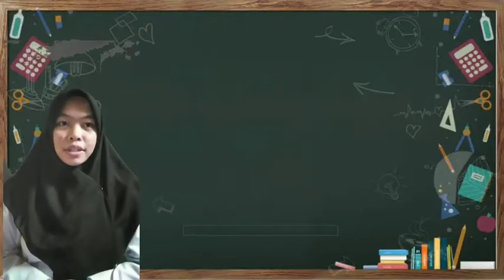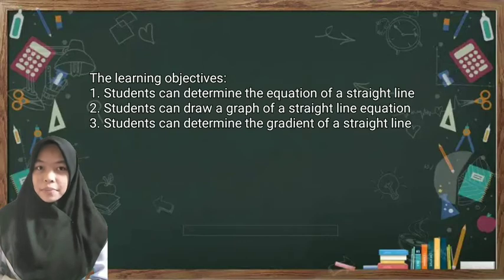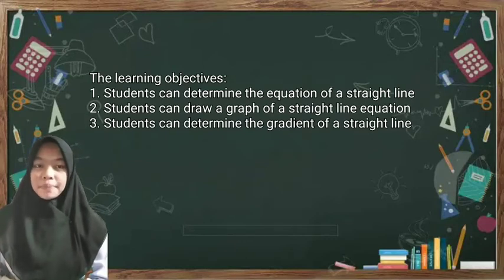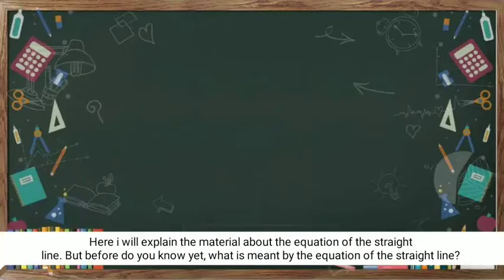Okay, on this occasion we will learn about the equation of the straight line. The learning objectives on this occasion are: first, students can determine the equation of the straight line. Second, students can draw a graph of a straight line equation. Third, students can determine the gradient of a straight line. Here, I will explain the material about the equation of the straight line.